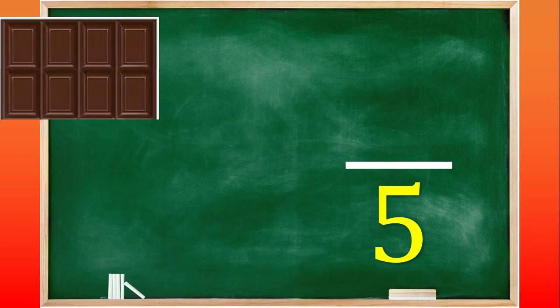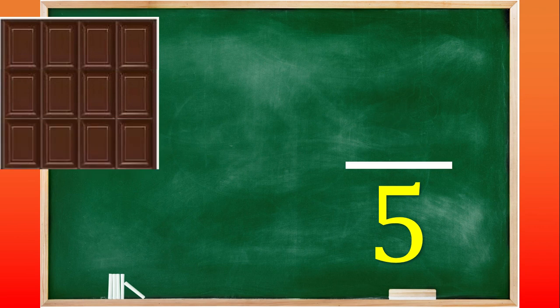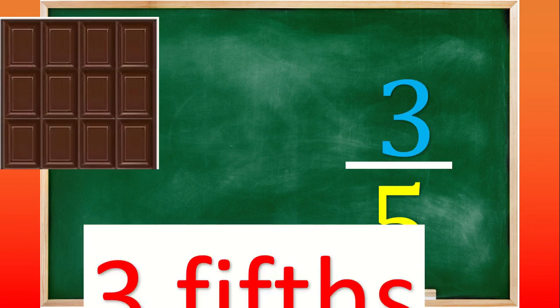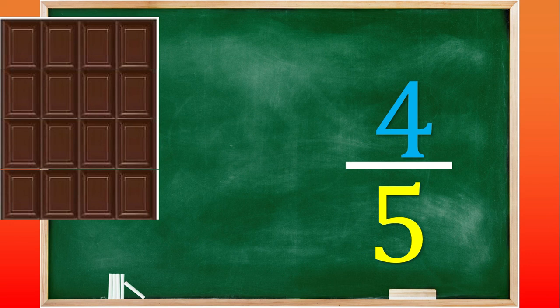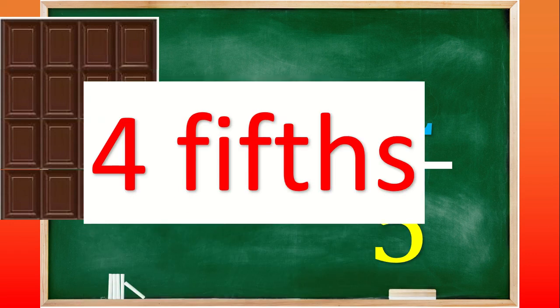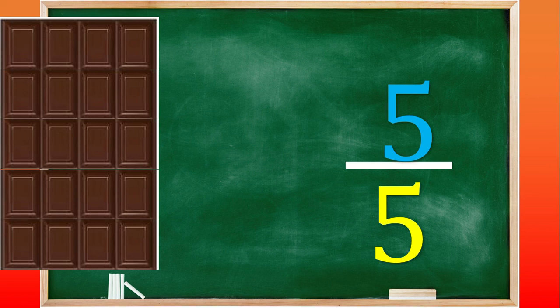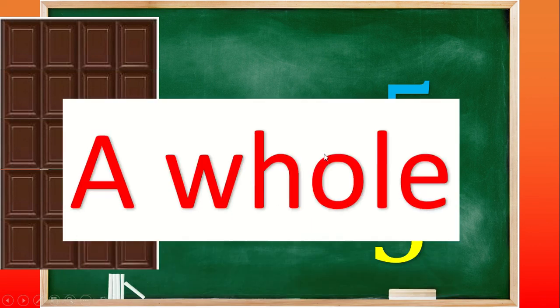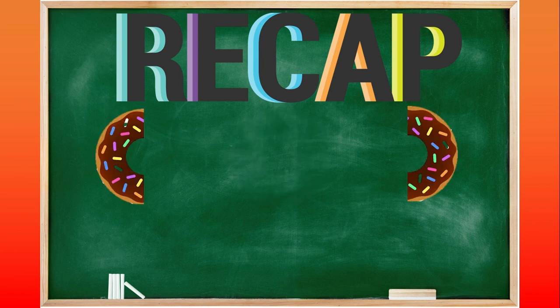2 pieces of 5 pieces is called 2/5. 3 pieces of 5 is called 3/5. 4 pieces out of the 5 pieces is called 4/5. And then if I have 5 pieces out of the 5 pieces, look, two numbers that are the same, I have a whole. So let's do a quick recap.